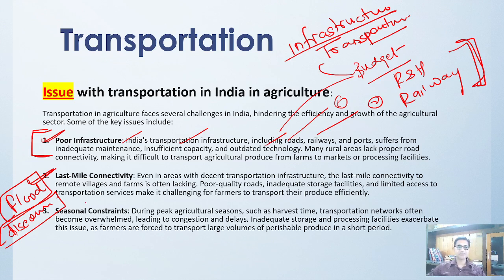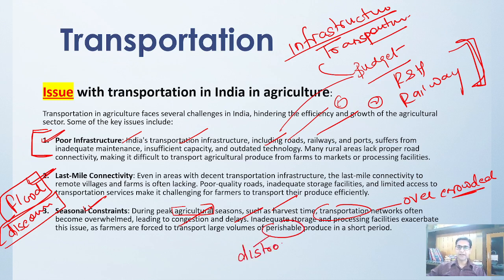Then seasonal constraints are there, right? During peak agriculture season, like harvest time, sometimes the transportation network becomes overcrowded. There are a lot of congestions and delays because of this, and because of that farmers lose the premium time. And if the crops are perishable in nature, they get destroyed in this whole process, right?